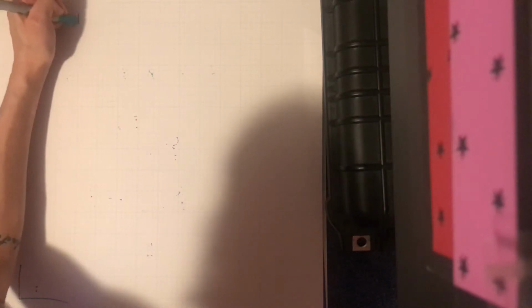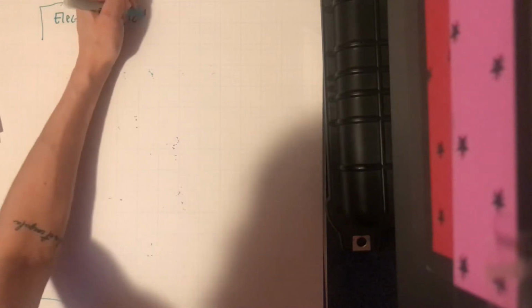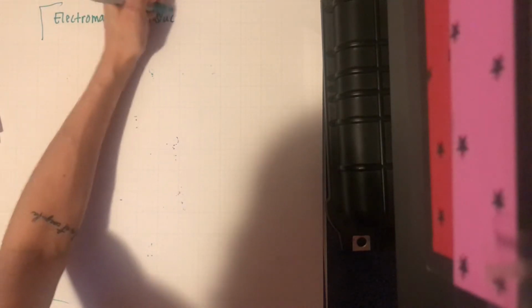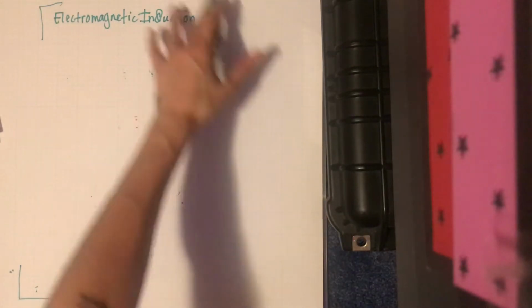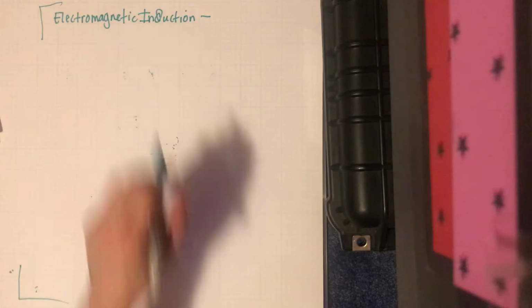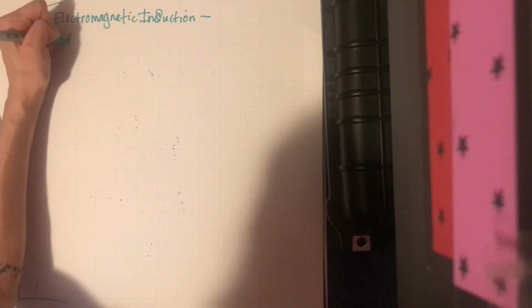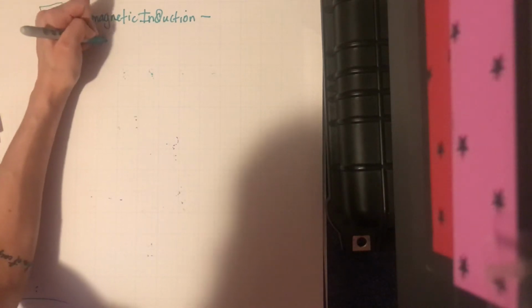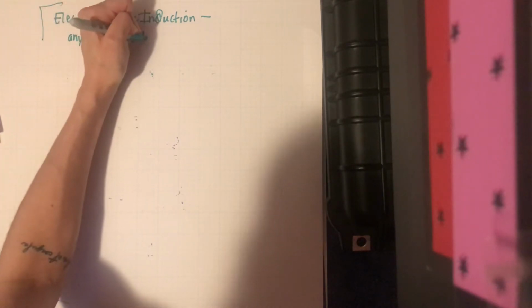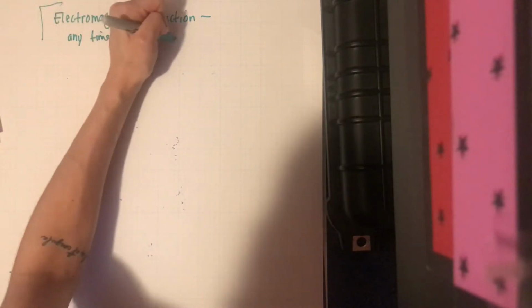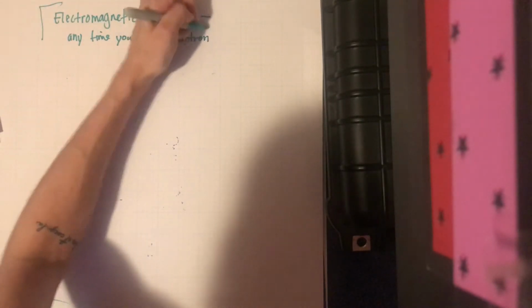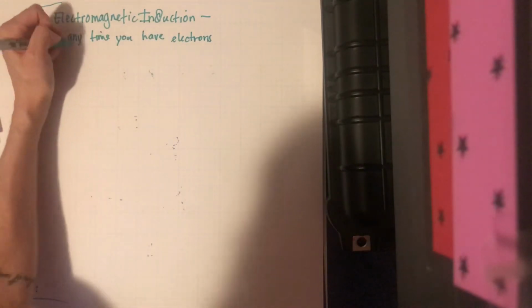So I want to talk a little bit about electromagnetic induction. And this is kind of implicit in the terminology that's used, but basically the point that I want to make is that anytime you have electrons moving through a conductor, a magnetic field is generated.